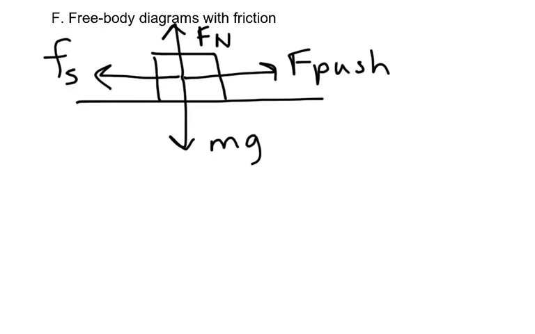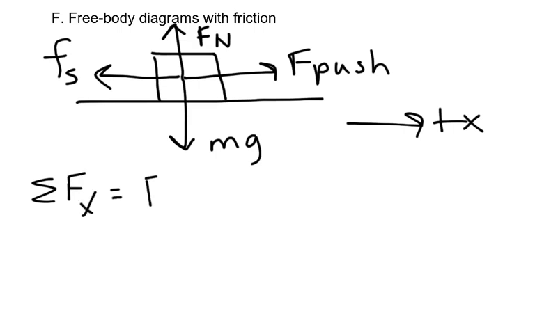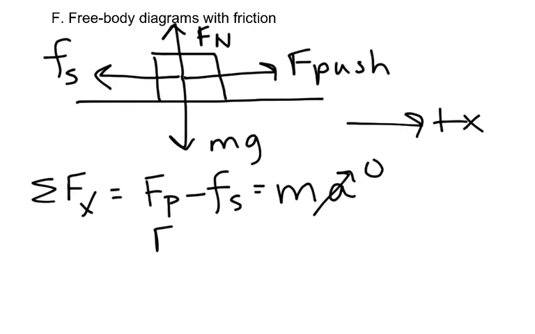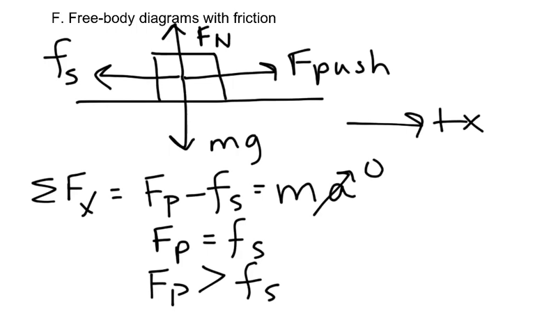And my question to you is, what is the force required to get the crate to start to move? If I make right positive, I sum up the forces in the x direction. My push minus my static frictional force is equal to the mass of the crate multiplied by the crate's acceleration. If the crate is not moving, then the acceleration is 0, and so my pushing force is equal to my static frictional force. If I want to get the crate to start to move, then I must apply a pushing force that is greater than my static frictional force.